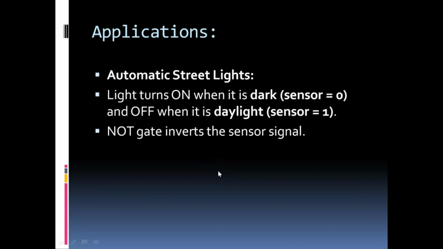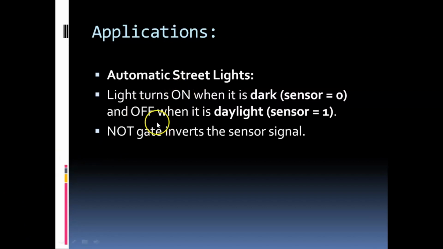Now the application. Usually, an application where we can see this is a light that turns on when it is dark. This is an example of your NOT gate where the sensor becomes 0, and at that time the light goes high, or becomes 1.